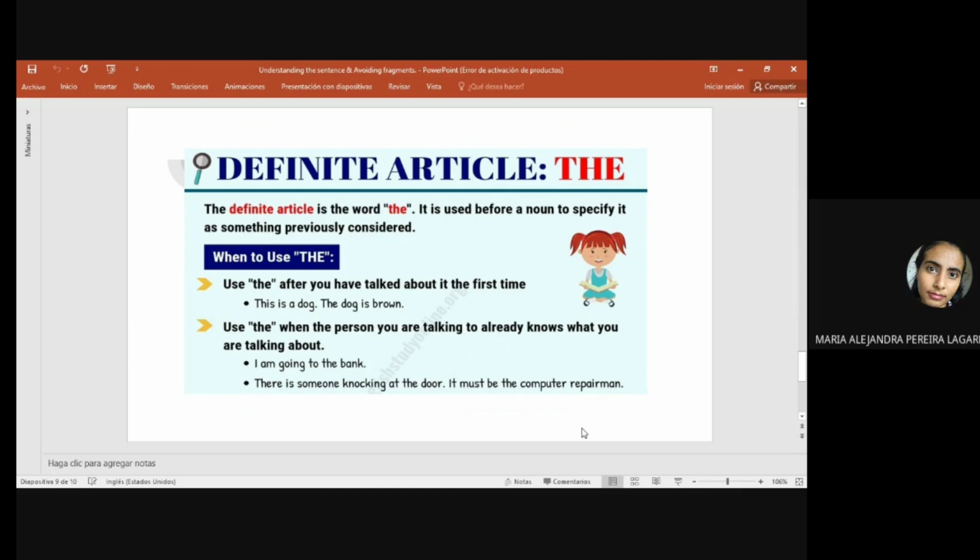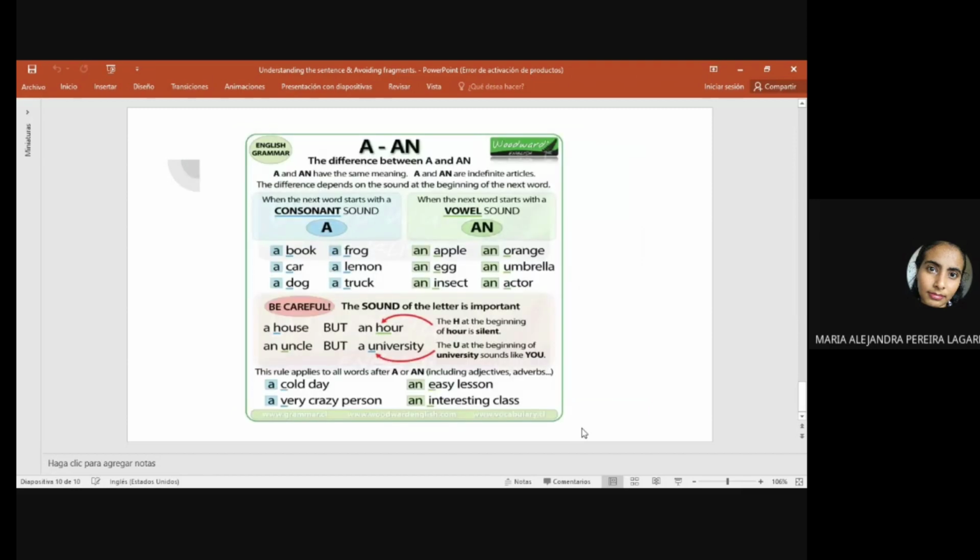I am going to the bank. There is something knocking at the door. Sorry, there is someone knocking at the door. It is most likely the computer repairman.